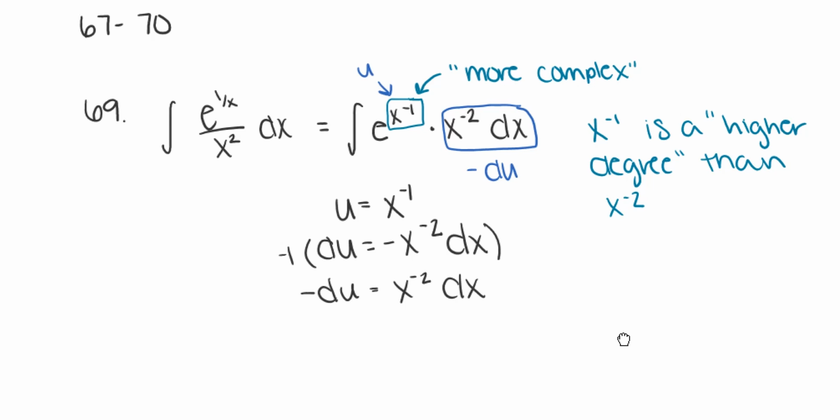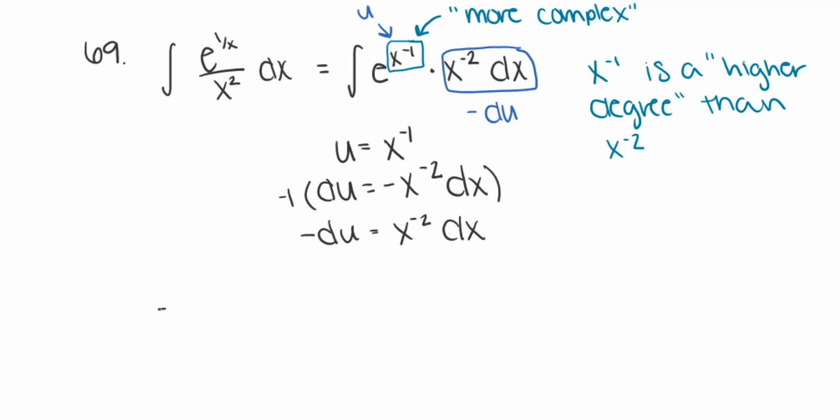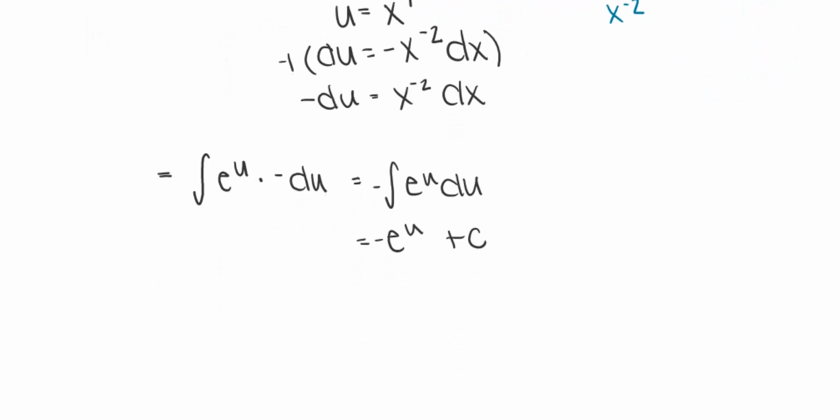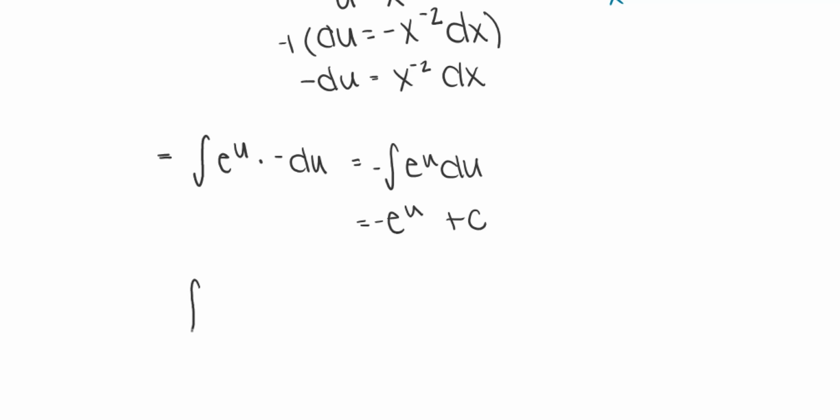Kind of got a lot of writing and color coding going on here. But now we can say integral e to the u times a negative du. Just pull that negative out of there. It's less ugly. And then we have something that's really, really nice. Plus c. And our last step, as always, is to write everything back in terms of x. So I'm going to write it out the way I was given it. Equals a negative e to the 1 over x plus c.